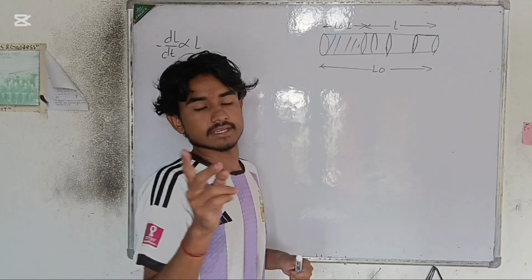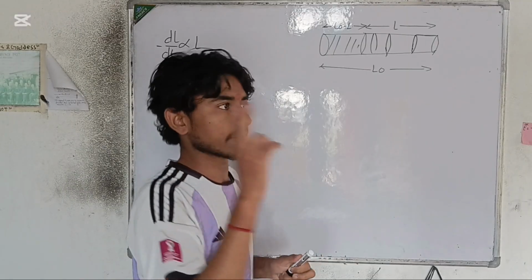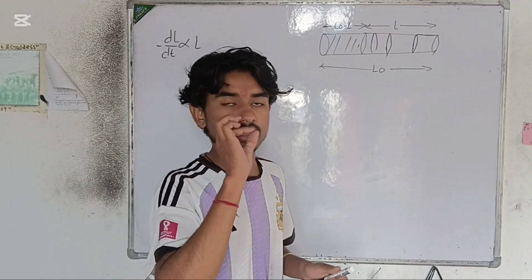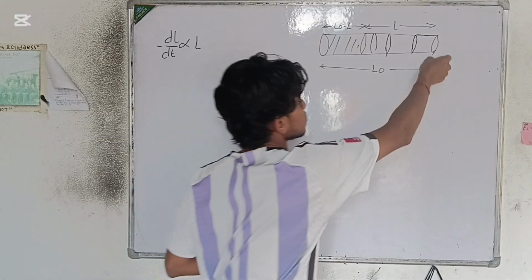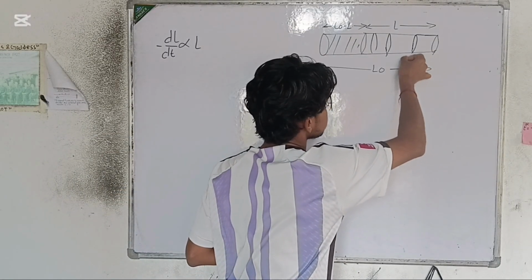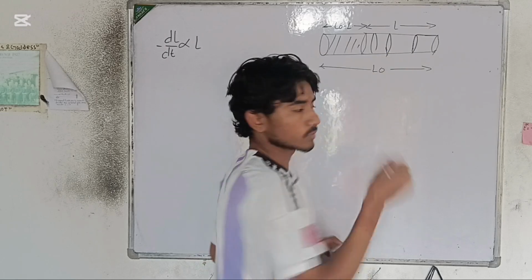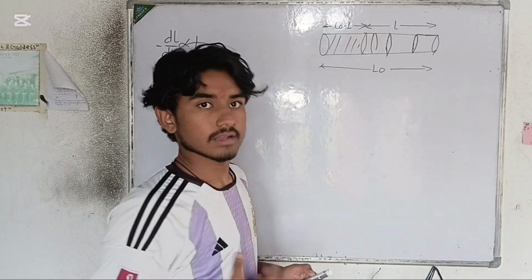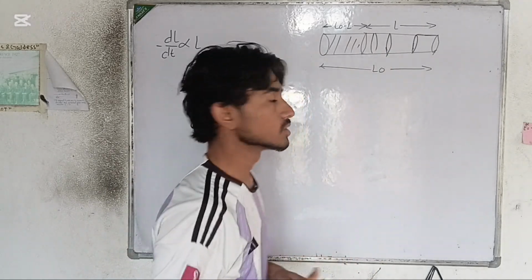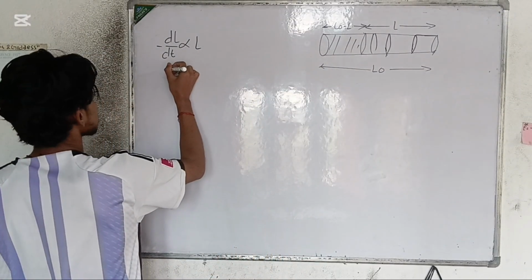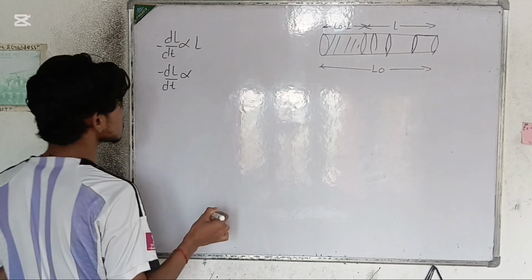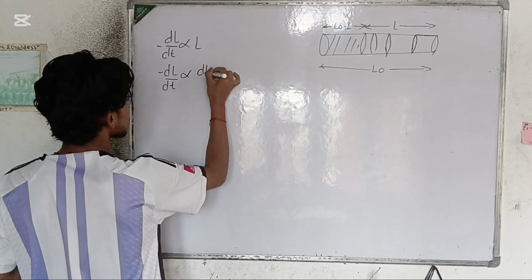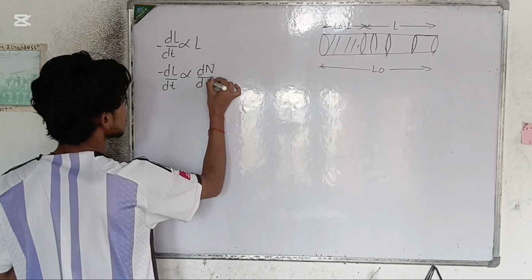The second thing: when we smoke the cigarette, we have to inhale and exhale. The faster you inhale or exhale, the faster the fire will catch the different portions and change the length of the cigarette. So our rate of change of length also depends on the number of puffs taken per unit time.